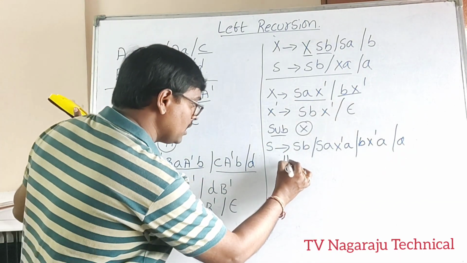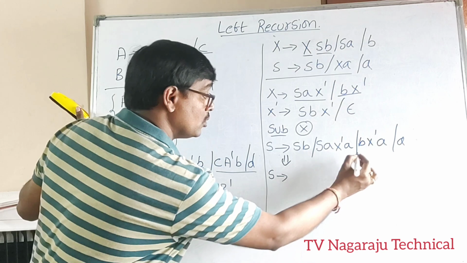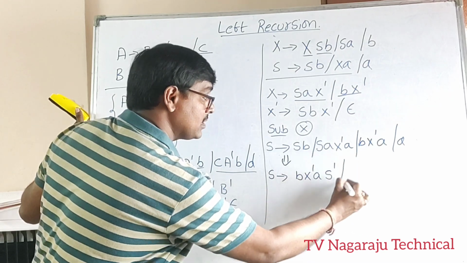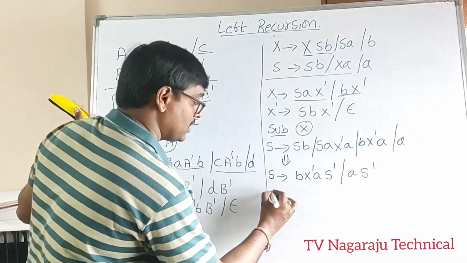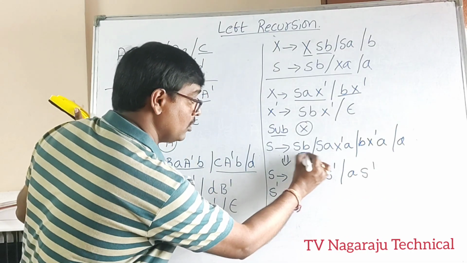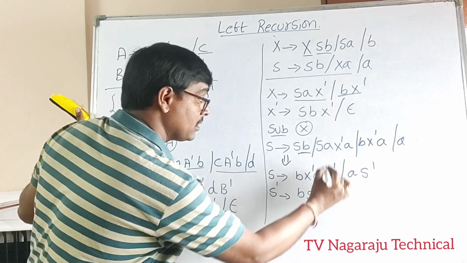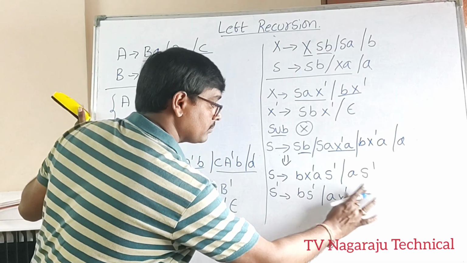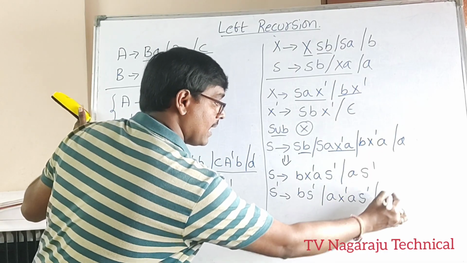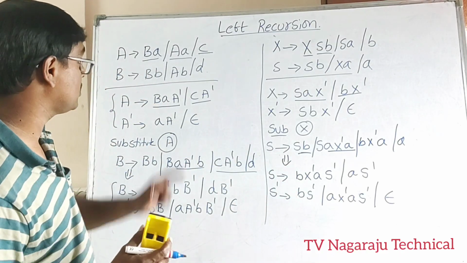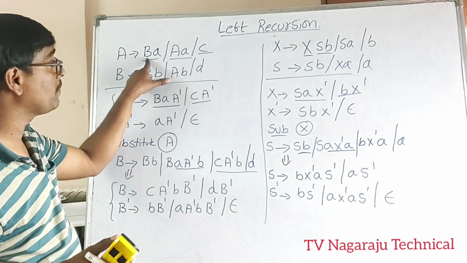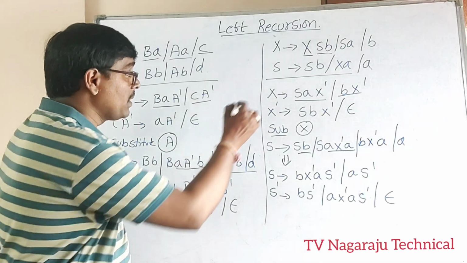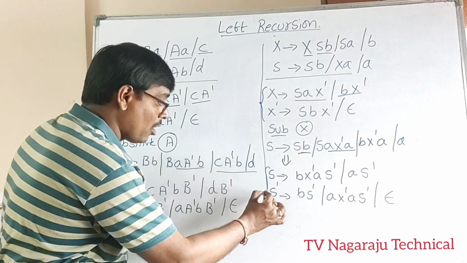Again the same procedure in this production. S tends to B X dash A S dash A S dash. Now S dash tends to B S dash, this one A X dash A S dash slash epsilon. Both are the same examples, just the symbols are changed. Here B A, just the symbols are changed. The procedure is the same. Now what is my final output? These two followed by these two.